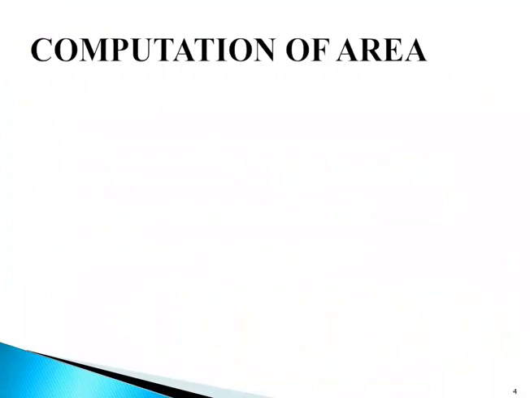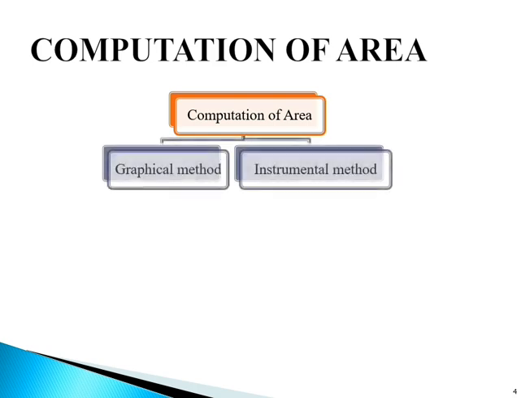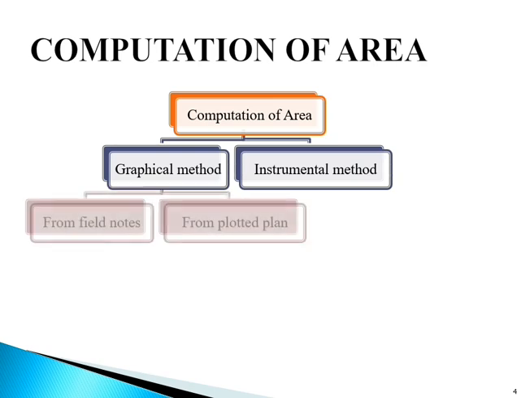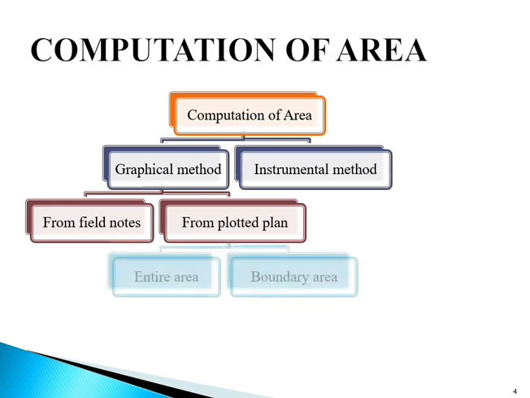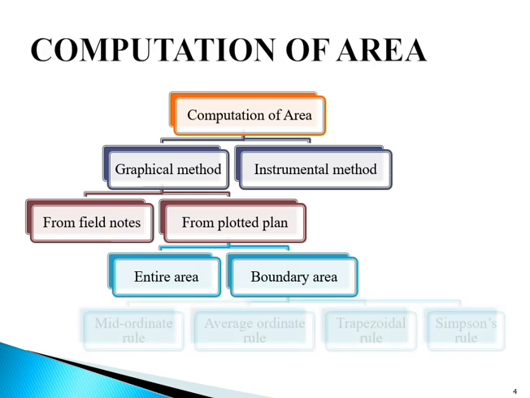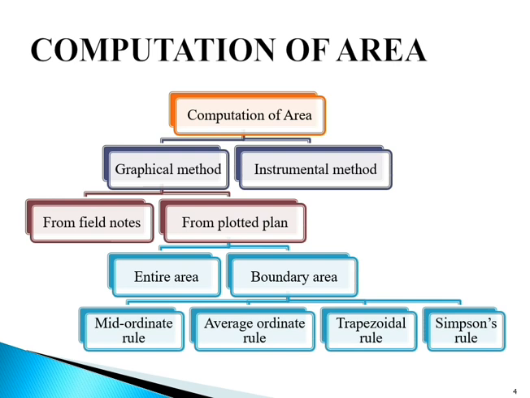So let's start with computation of area. It is mainly divided into two parts: graphical method and instrumental method. The graphical method is further subdivided into two parts, from field notes and from plotted plan. From plotted plan it is further divided into two parts: entire area and boundary area. And boundary area is further subdivided into four parts: mid-ordinate rule, average ordinate rule, trapezoidal rule, and Simpson's rule.